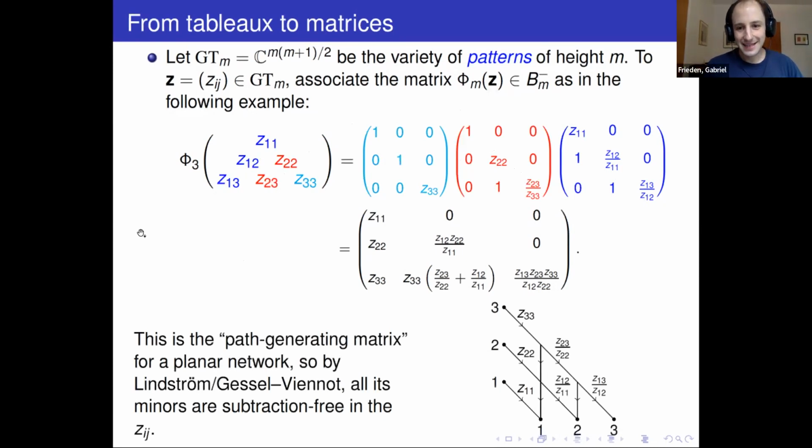Just an aside: the way that I like to think about these matrices is that they come from planar networks, so you can use the LGV lemma to compute their minors, and in particular, all of their minors are subtraction free.